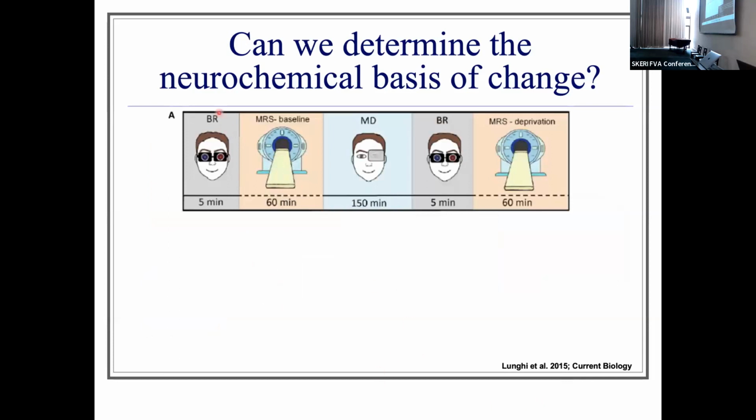Fortunately, we were able to use his expertise and set up a study that basically allowed us to use their paradigm. We test the binocular rivalry for 5 minutes at the beginning of the study. Then we get people to go into the scanner for about an hour while we collect the spectroscopy data. Then they do the 2.5 hours of monocular deprivation. During that period, they walked around our center and kind of entertained themselves. Then we brought them back into the lab, and we tested their binocular rivalry again before putting them back in the scanner to repeat the session.